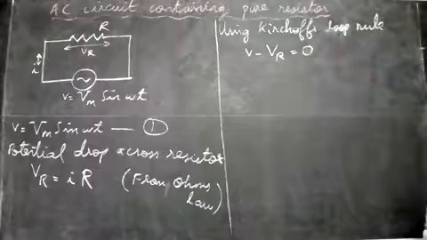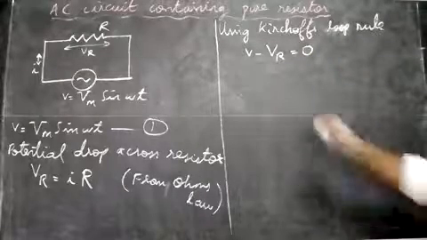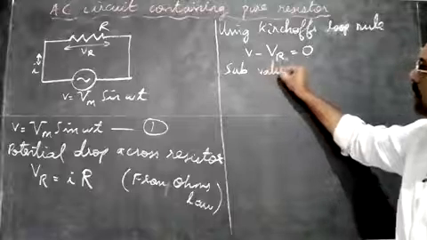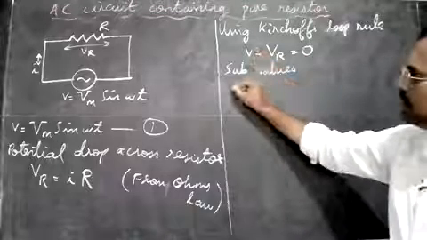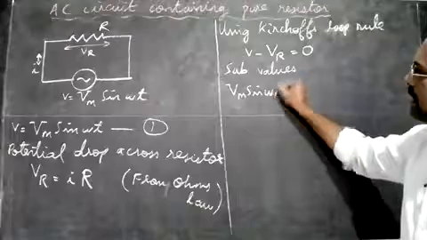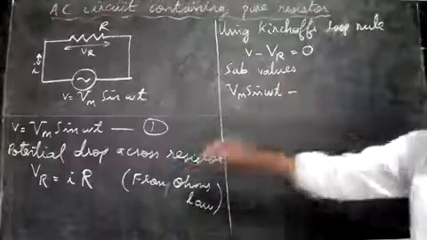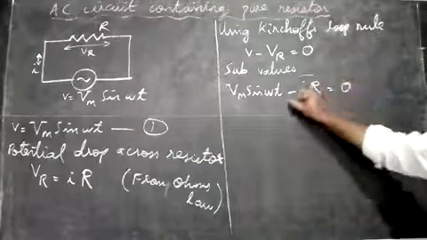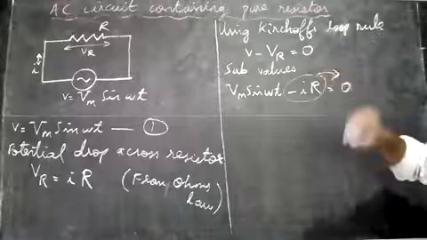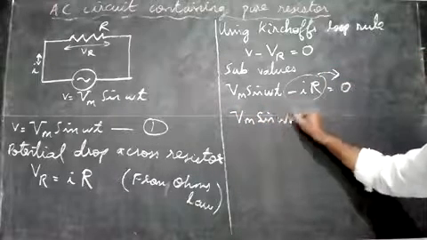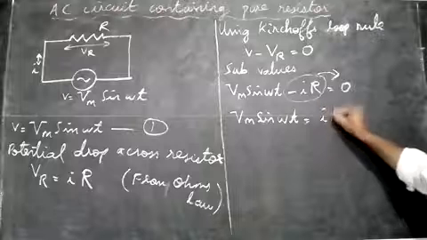Now we have to substitute the values. Substituting the value of V, we get capital Vm sine omega t minus VR, which is I into capital R, equal to 0. Take the minus IR to the right side, it becomes plus. So we get Vm sine omega t is equal to I into R.